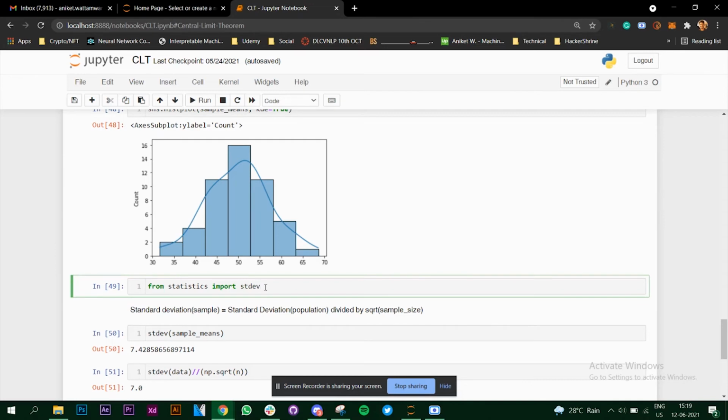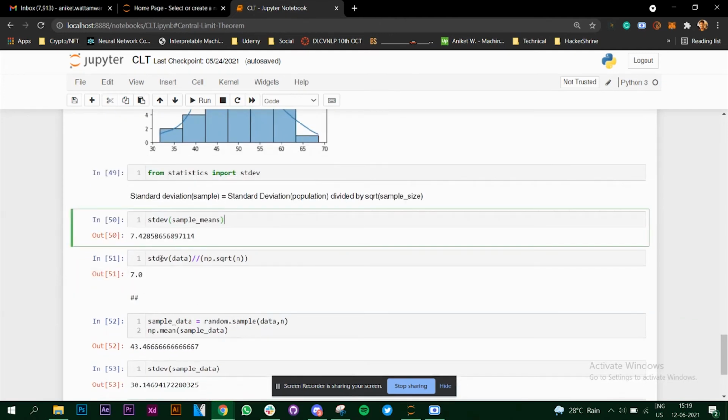Right. Let's talk about the standard deviation as well. So the standard deviation of a sample which we can calculate is equal to the standard deviation of the population divided by the square root of the sample size. Right. So in this case, we can calculate the standard deviation of the sample means, that is 7.42. And if we calculate the standard deviation of the original data, we get close to 7. So the difference is quite high, but you can actually increase the sample size, and you will go closer to the standard deviation, which is 7. Alright. So this is what the central limit theorem talks about.